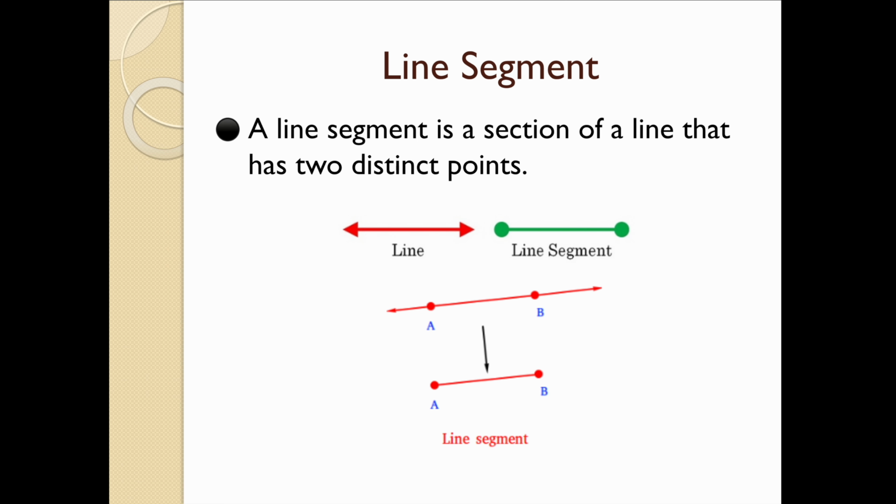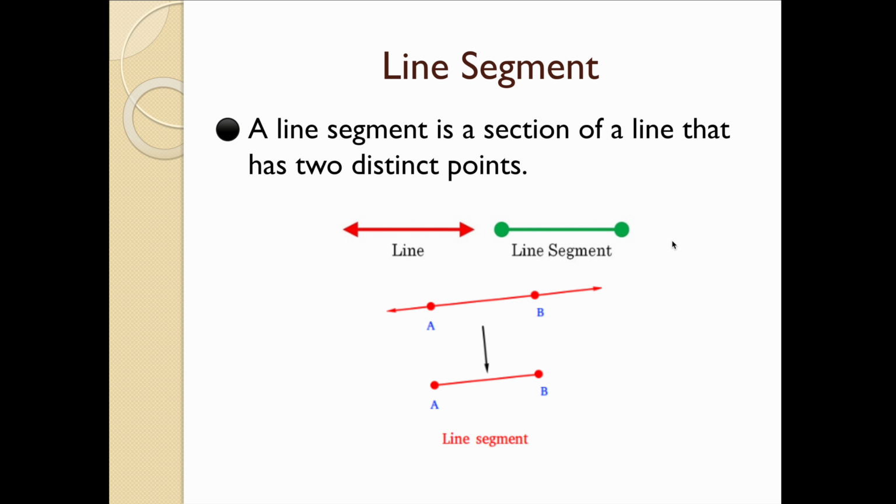A line segment is a section of a line that has two distinct points. If you look at this, here is a line. Notice how we have an arrow going this way and an arrow going that way. Can anyone tell me what they think those arrows are trying to imply? Basically, they are trying to imply that it goes on and on and on. It doesn't stop. So this here is to infinity and this part is to infinity as well.